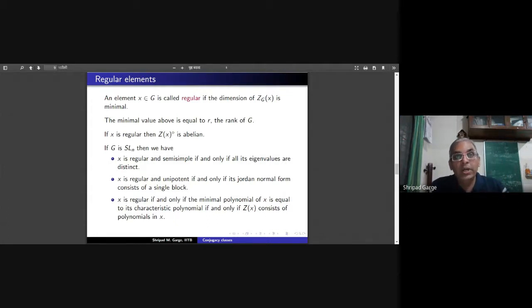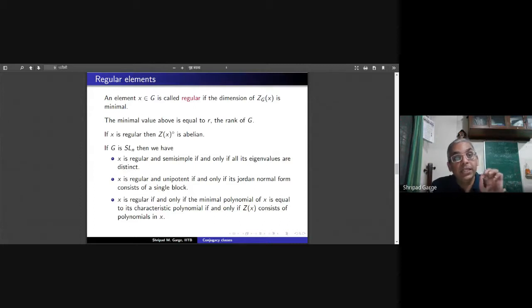Therefore, if you want the dimension to be equal to the rank of the group, you should have all eigenvalues distinct. Moreover, if all the eigenvalues are distinct, then, as seen in the tutorial, the centralizer is nothing but the diagonal torus. So X being a regular semi-simple element is equivalent to saying that its centralizer is the maximal torus, and it is equivalent to saying that its eigenvalues are all distinct.